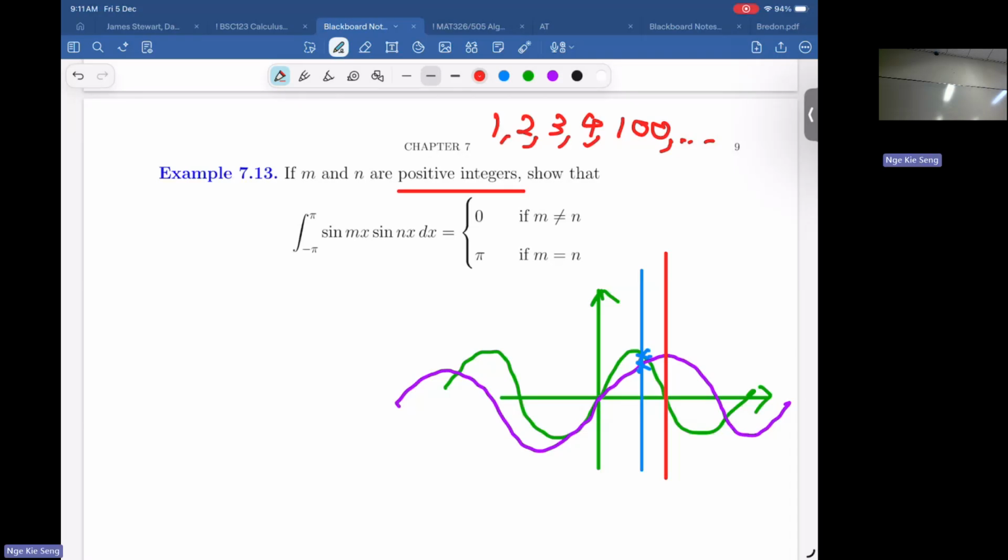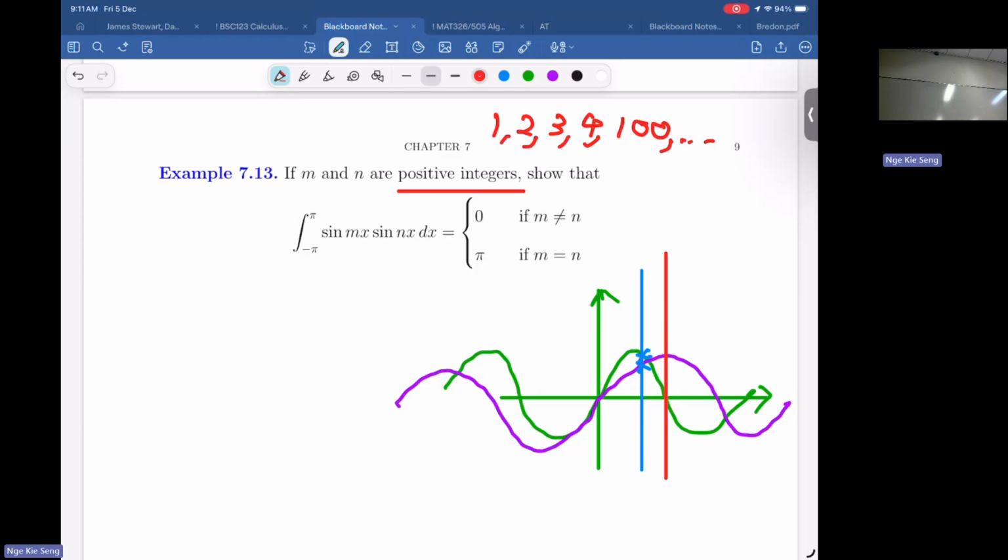What's this line? As I say, y equals to what? The x-axis, y equals 0. So something times 0, you get 0. So at this point, your new function is 0. So how do you imagine what's the integral here?